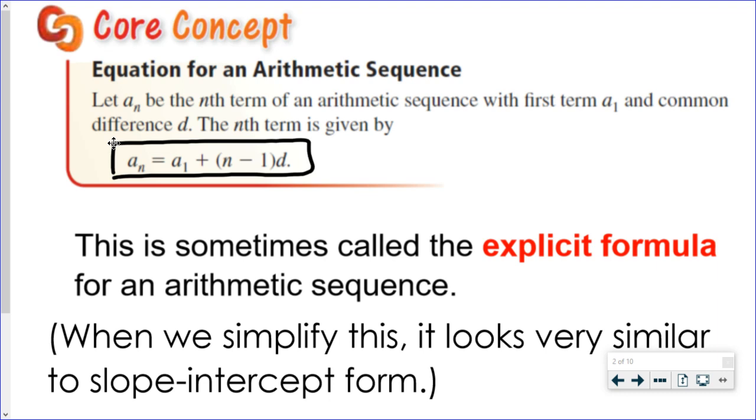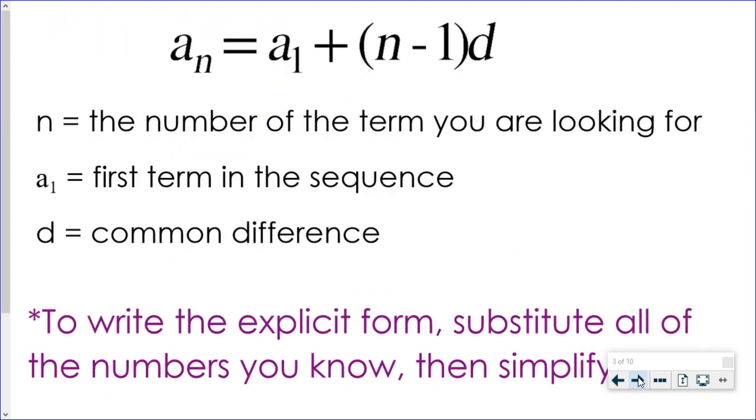Again, this only works for arithmetic sequences, meaning you're either adding a negative or subtracting the same thing from term to term. Just a reminder, when we simplify or add, it's just combining like terms and things like that. Okay, so again, this is the explicit formula.